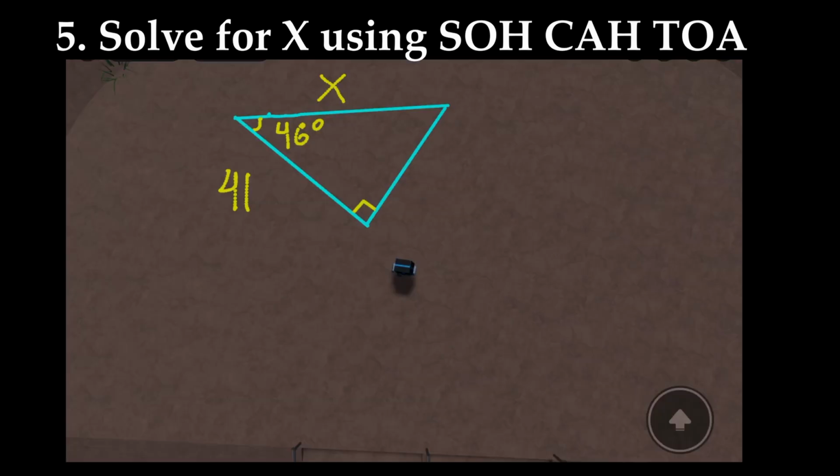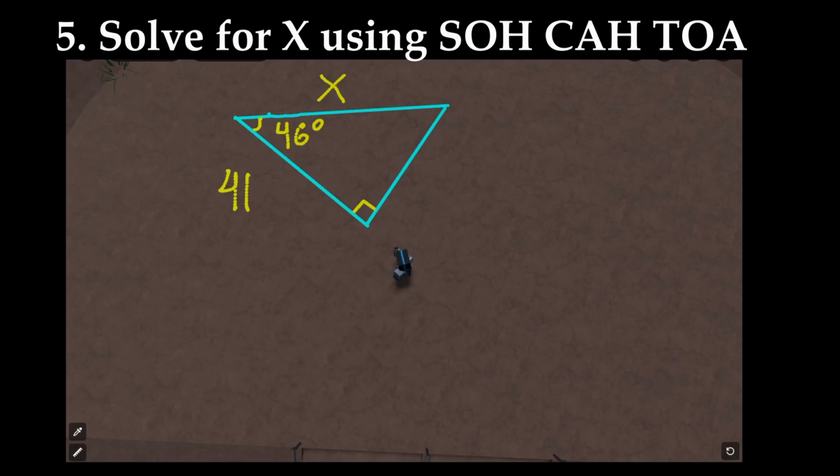Here we have a right triangle with side lengths of 41 and x and an angle of 46 degrees between them, and this is a right triangle. So how can we solve for x? First thing you want to do in any problem like this is label the sides 41 and x to find out whether they're the hypotenuse, adjacent, or opposites. And then that'll tell us whether we use sine, cosine, or tangent to solve this problem.